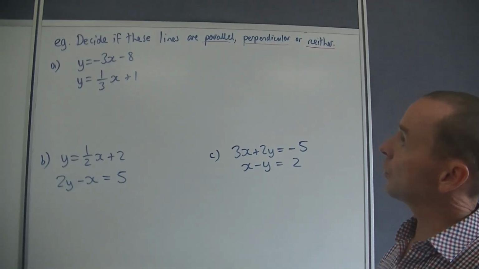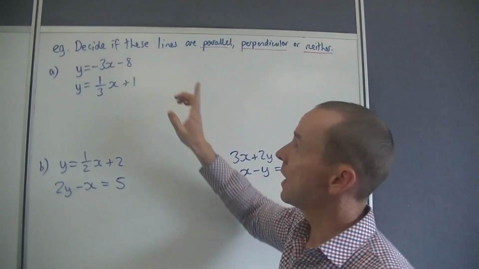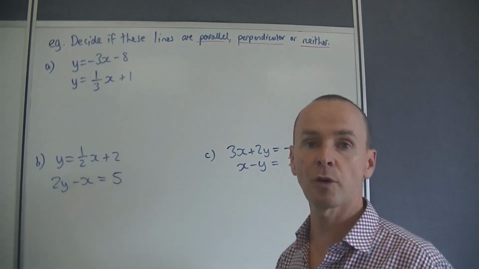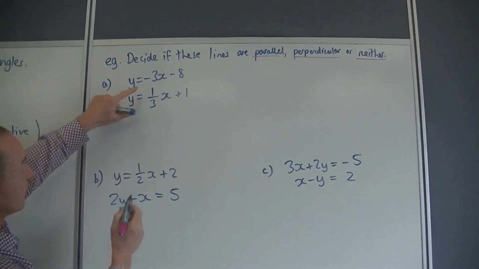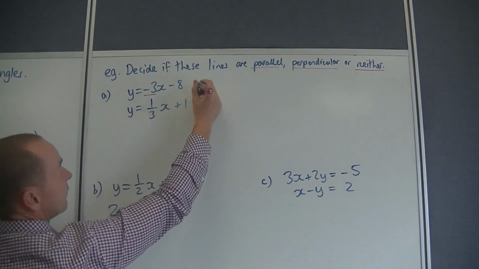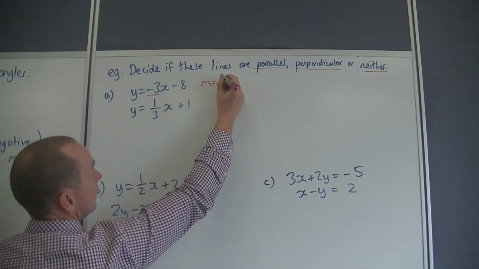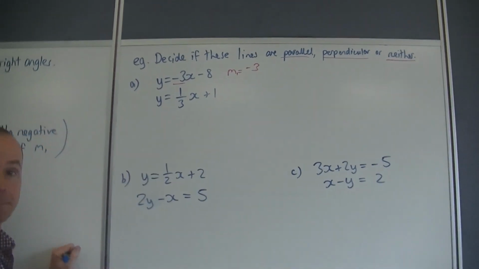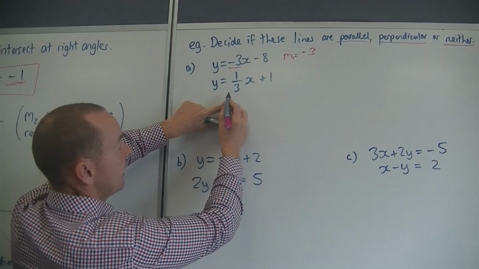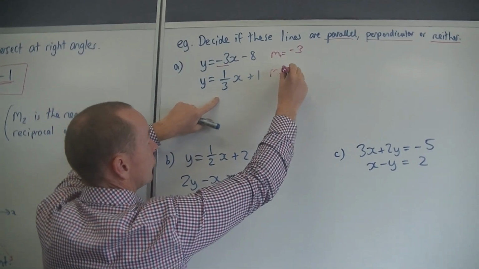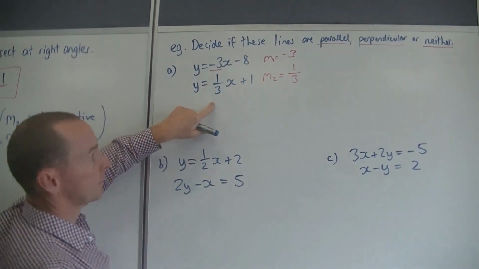Alright, so when we have to answer this question, the only thing we care about is the gradient. So let's look at these lines. This gradient here is -3. I'm going to write it. The gradient of 1 is -3. Can you see that? This gradient here is a third. The gradient of 2 is 1/3.